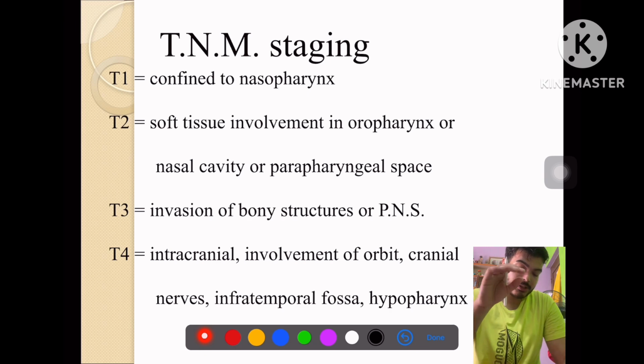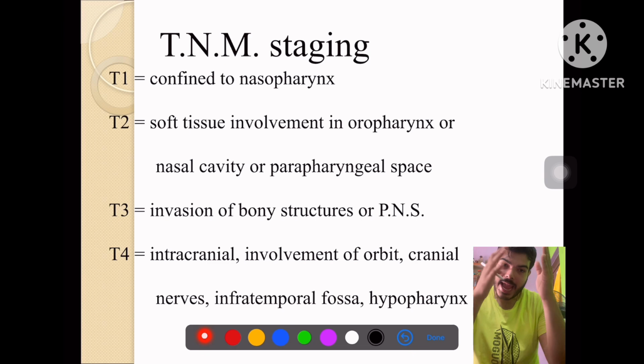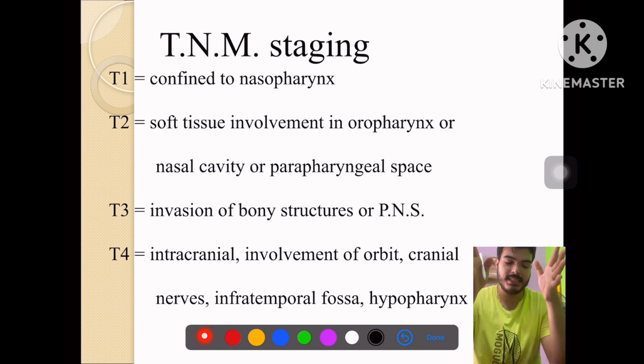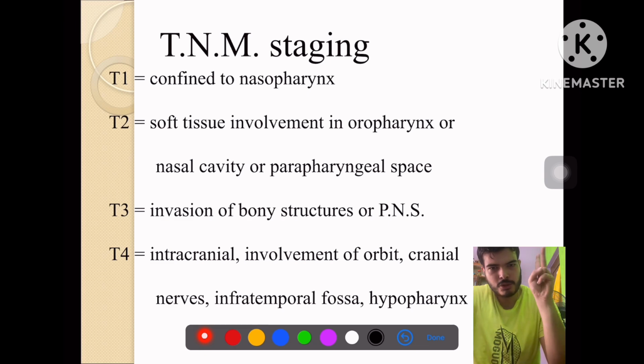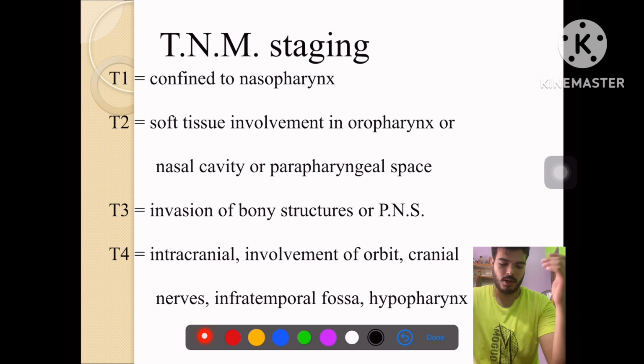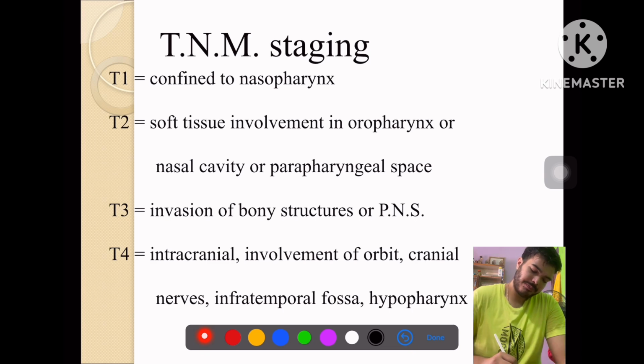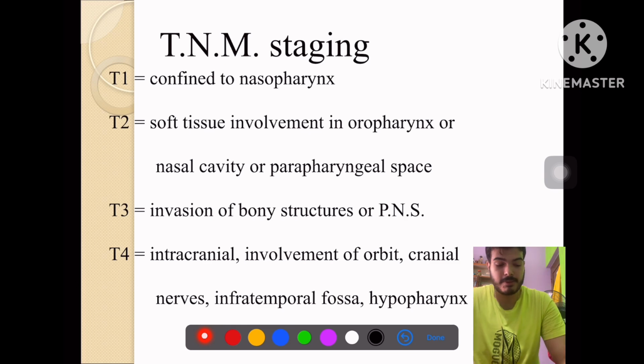N1 is unilateral and N2 is bilateral, but N1 and N2 means the lymph node size is less than 6 centimeters. N0 means no lymph node present. Remember Ho's triangle: 1, 2, 3, 4. 1 means nasopharynx, 2 means soft tissue, 3 means PNS, 4 means all the structures. M0 means no evidence of distant mets. M1 means distant mets is present.